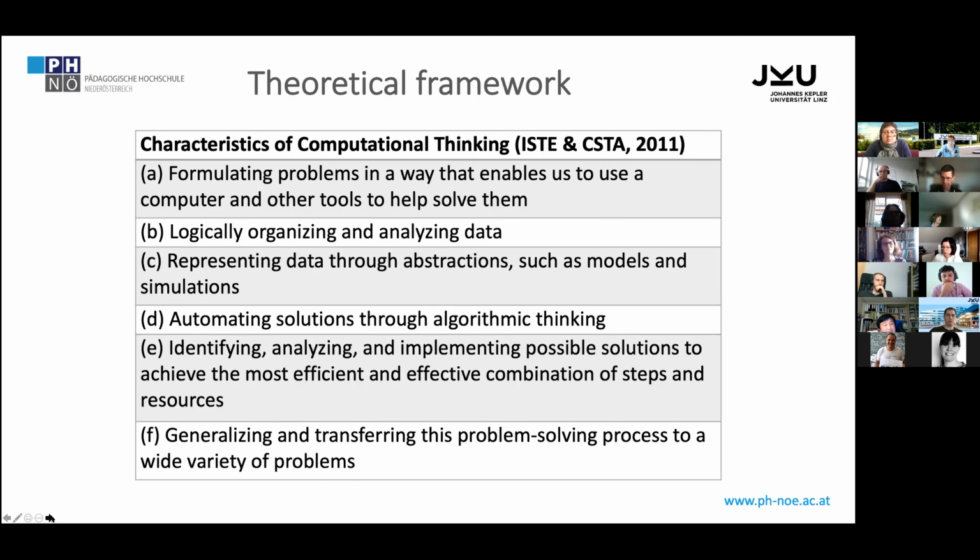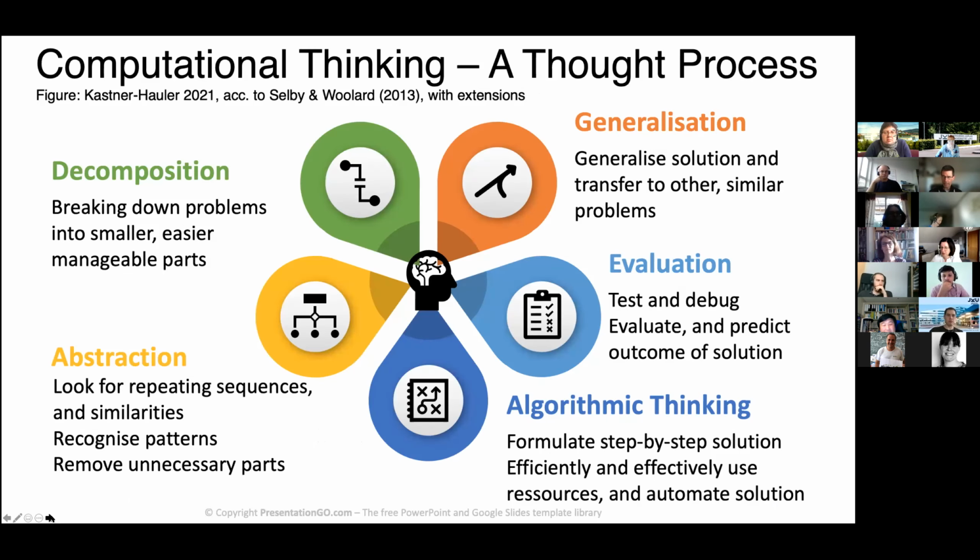Next slide, please. A few years later, there was a literature review by Selby and Woollard, which they presented in a graphical representation. There are 5 aspects of the computational thinking thought process. This thought process is about problem solving, but is not limited to the following characteristics because it's cross-discipline.